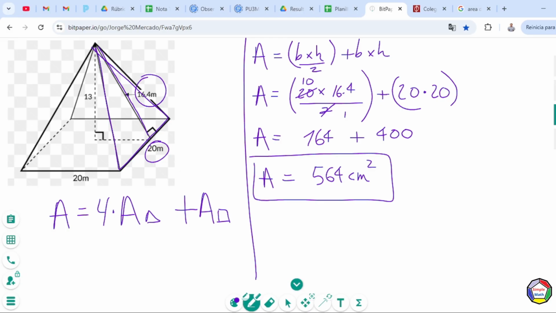All right, guys? I expect you have understood everything about surface area and volume of square pyramids.